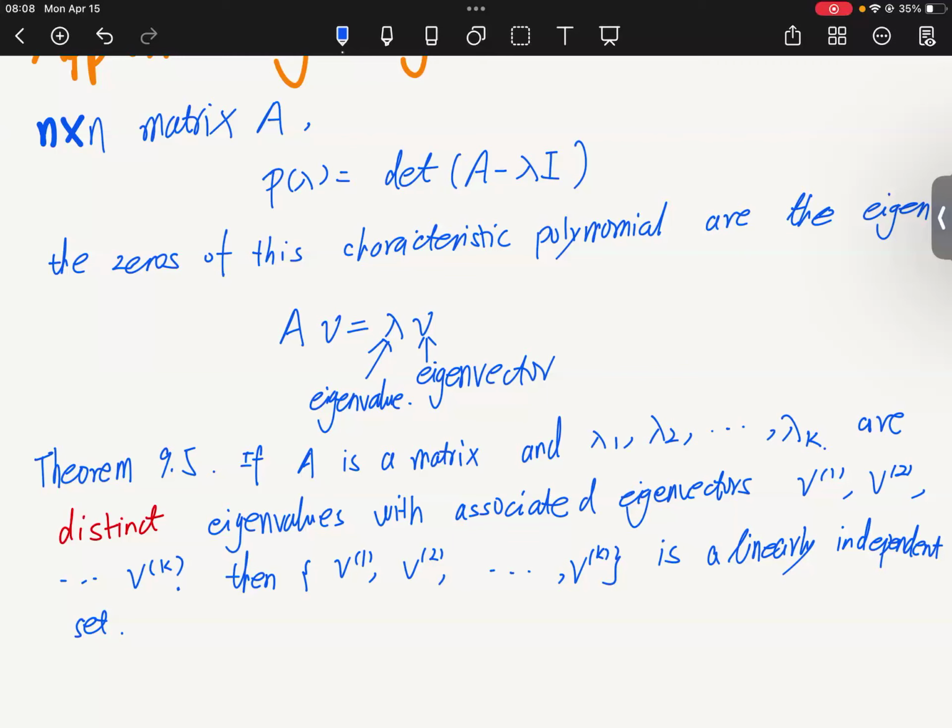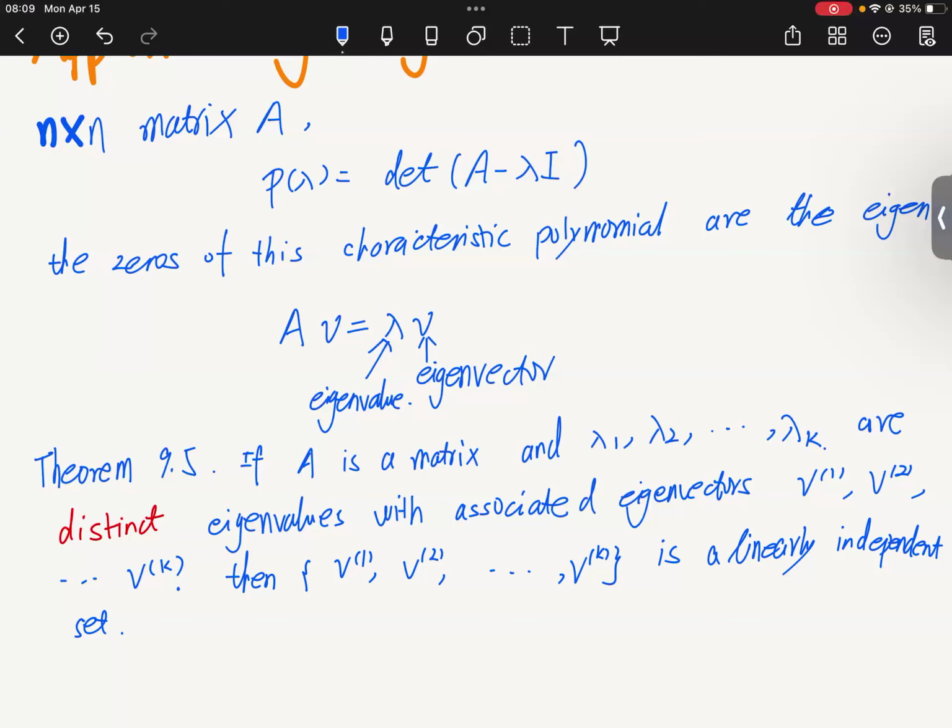There's a remark here. A is an n by n matrix, and you probably have n eigenvalues, and there are some repeated eigenvalues in it. But we just pick the distinct eigenvalues and collect the associated eigenvectors together, and then this set is linearly independent. It has n eigenvalues, but we collect the distinct eigenvalues. Okay, got it?